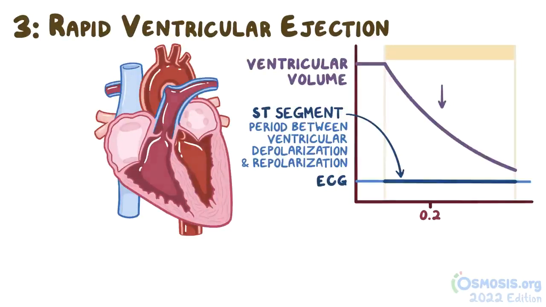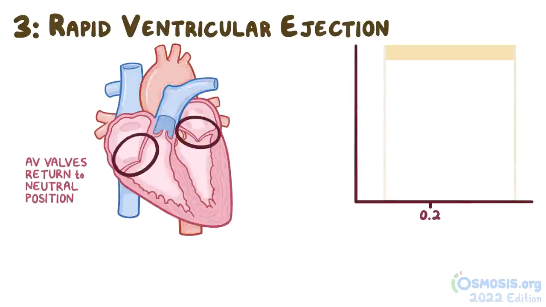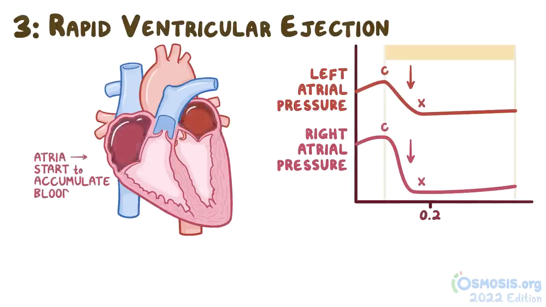Now, as the ventricles eject blood, the ventricular pressure decreases and the atrioventricular valves return to their neutral positions. This makes the pressure within the left and right atrium decrease, which is noted as the X descent on the left and right atrial pressure curves. At this point, atria start to accumulate blood from the lungs and systemic circulation that will be ejected during the next systole.